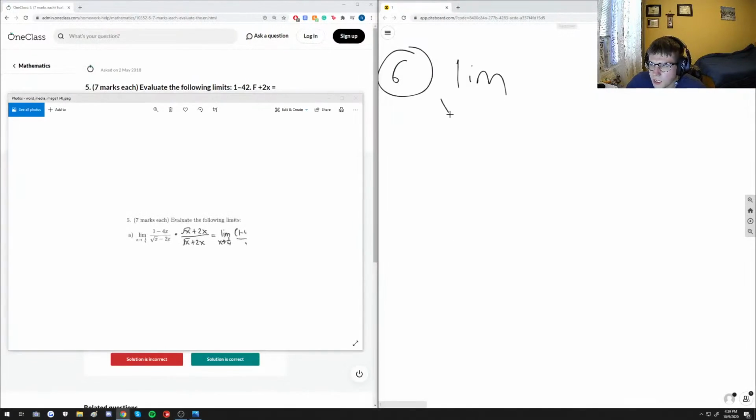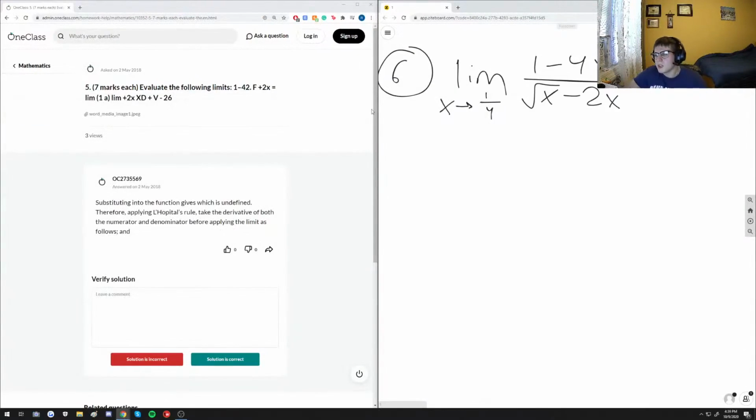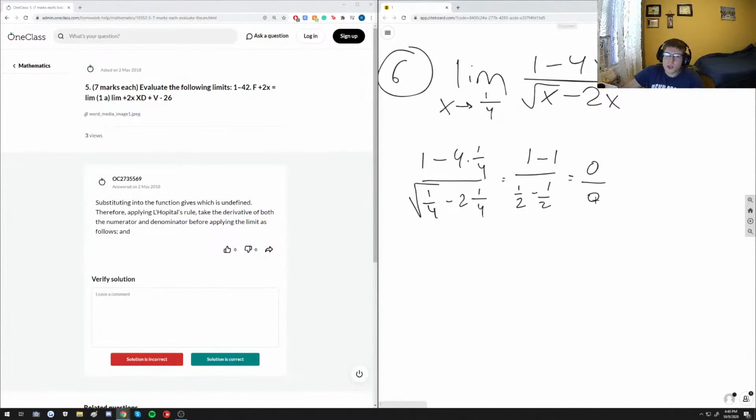So we have the limit as x goes to 1/4 of 1 minus 4x over the square root of x minus 2x. So what do we know about limits? The first thing we could try to do is just plug in the value at which we are evaluating the limit. So let's try plugging it in. We get 1 minus 4 times 1/4 over the square root of 1/4 minus 2 times 1/4, which gives 1 minus 1 over 1/2 minus 1/2, and we get the classic 0 over 0 case.